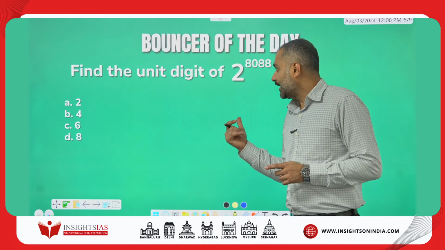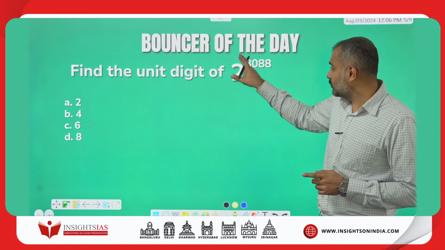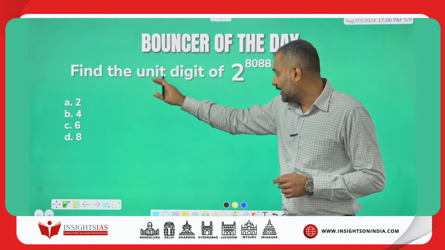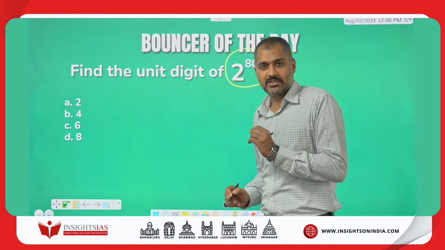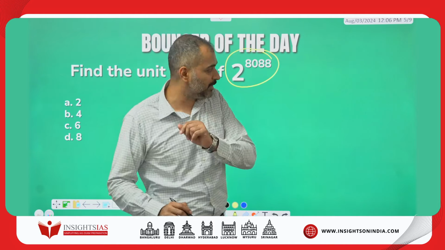Today, firstly, I'll explain the answer to the last video, which was given as homework. Find the unit digit of 2 power 8088. A very similar question we did in the previous video also, but still I'm doing the same.